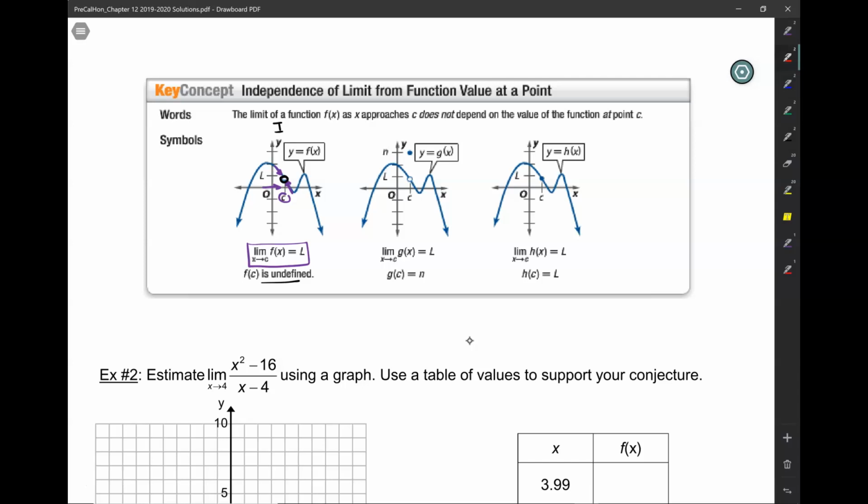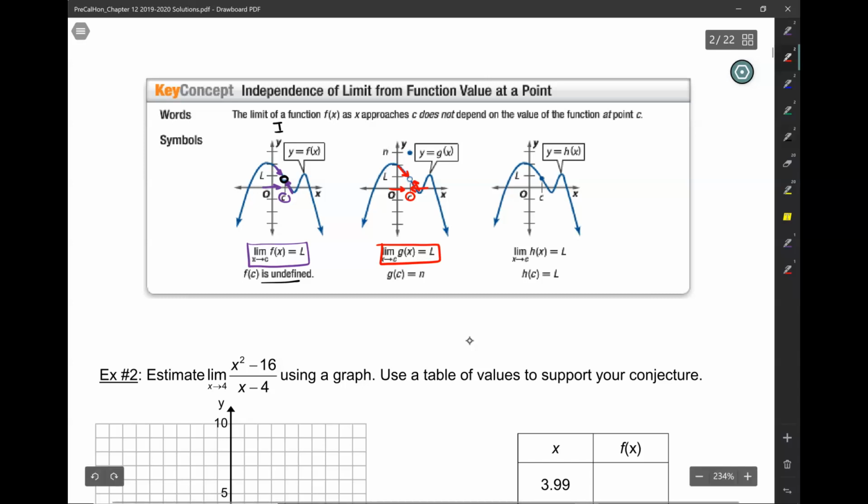Look at this one here. This is my point C. As I approach C from the left-hand side, the graph is approaching a value of L. As I approach C from the opposite side, the graph is approaching a value of L. So clearly, the limit of this function g of x exists and it's L.